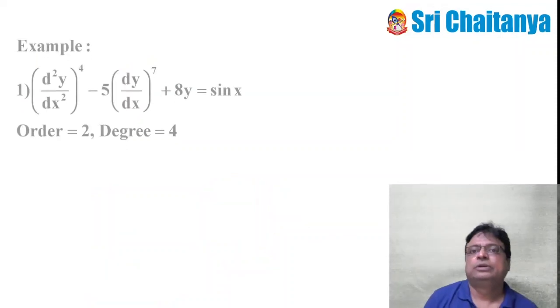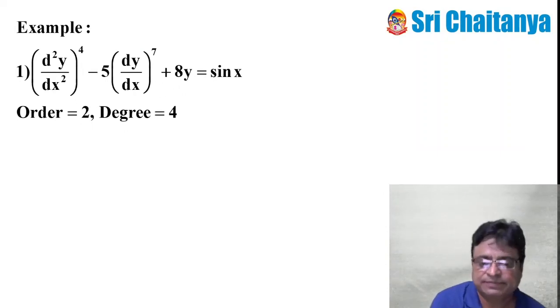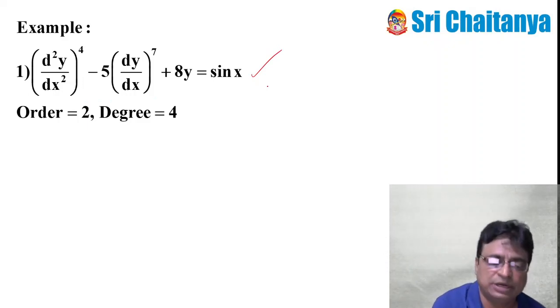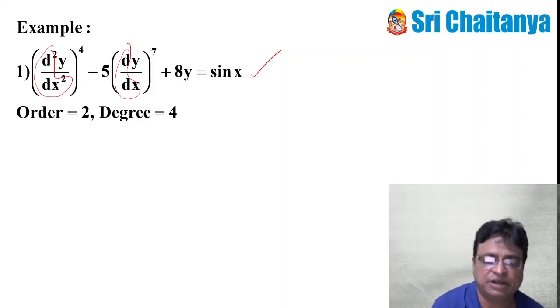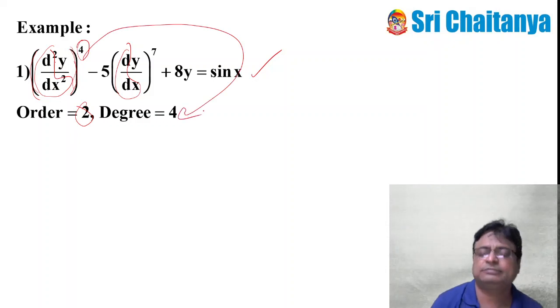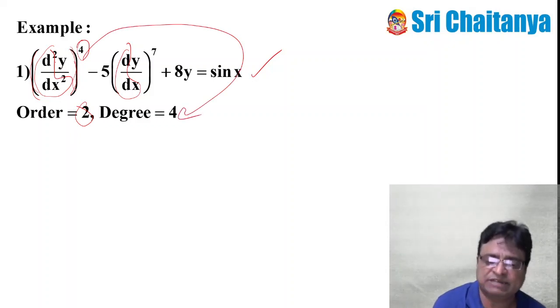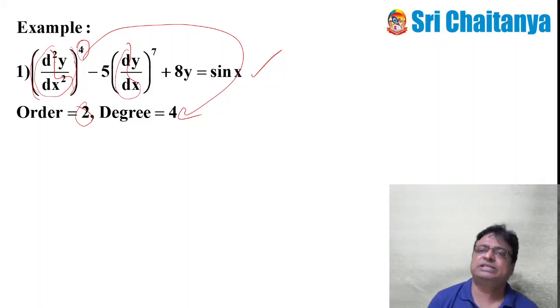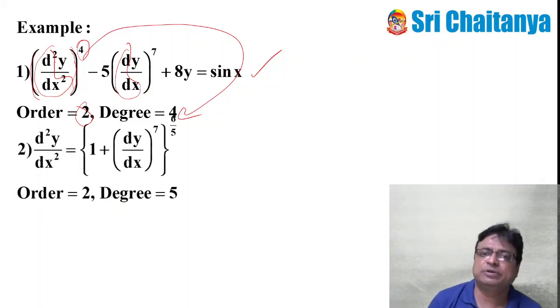Now coming to example number 1. See this. Very clearly, this has been expressed in the form of a polynomial, no doubt about it. This is d square y by dx square, the second order differential coefficient, and this is a first order differential coefficient. Of these, this is the highest order, so 2 becomes the order, and the degree of this highest order differential coefficient is 4, so 4 becomes the degree. So for this equation, order is 2 and degree is 4. Very simple.